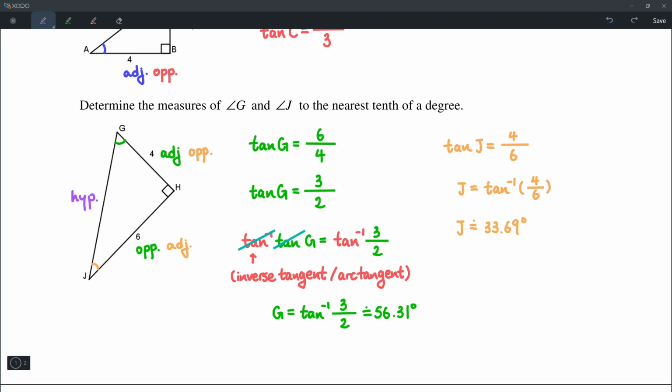Okay, so that is to say, G plus J is equal to 56.31 plus 33.69, and we'll get 90 degrees. Okay. And this will hold true for other right triangles of this type as well. Let's look at another example.